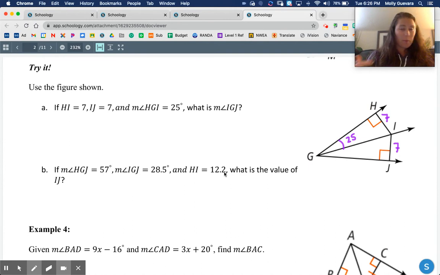So go ahead and hit pause on the video, give A and B a shot, and then when you're ready, hit play and we'll go over them.